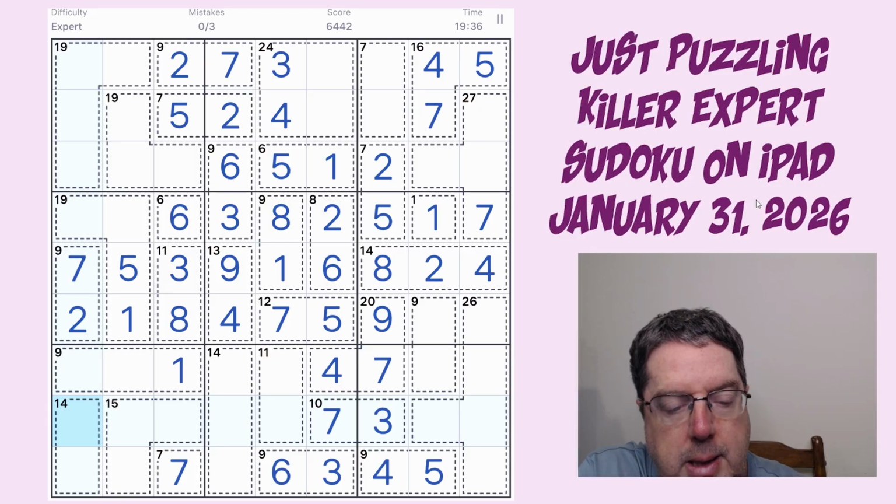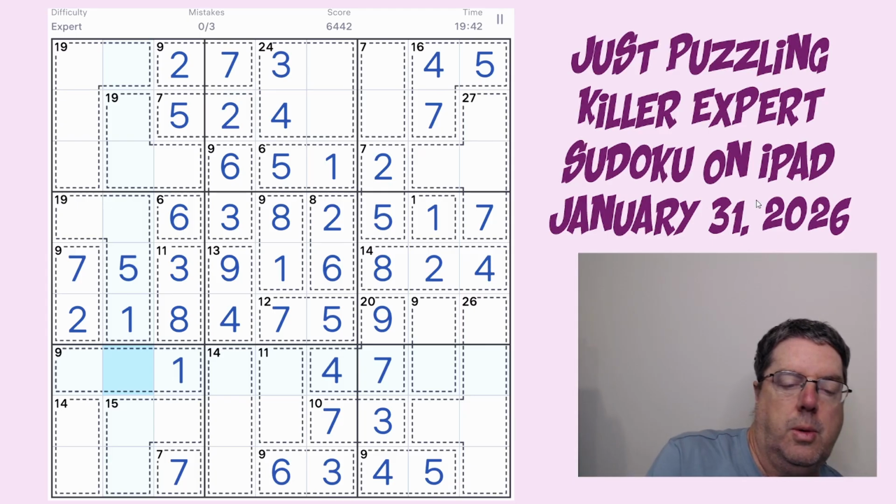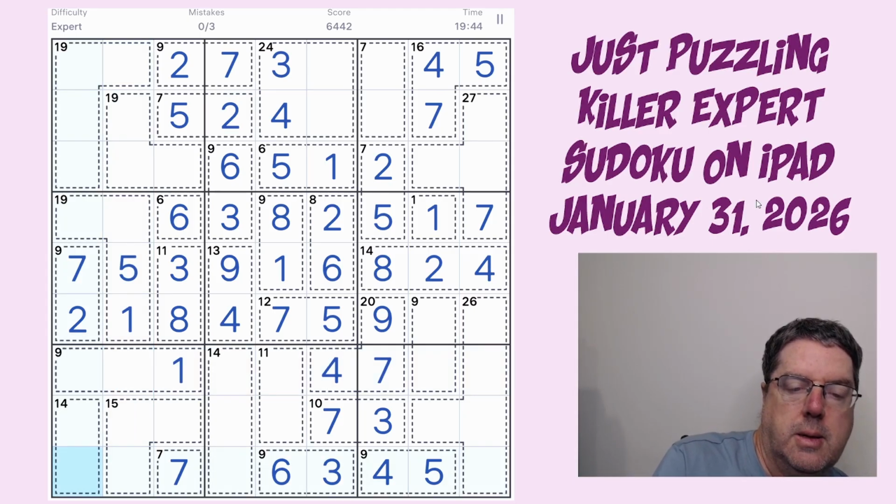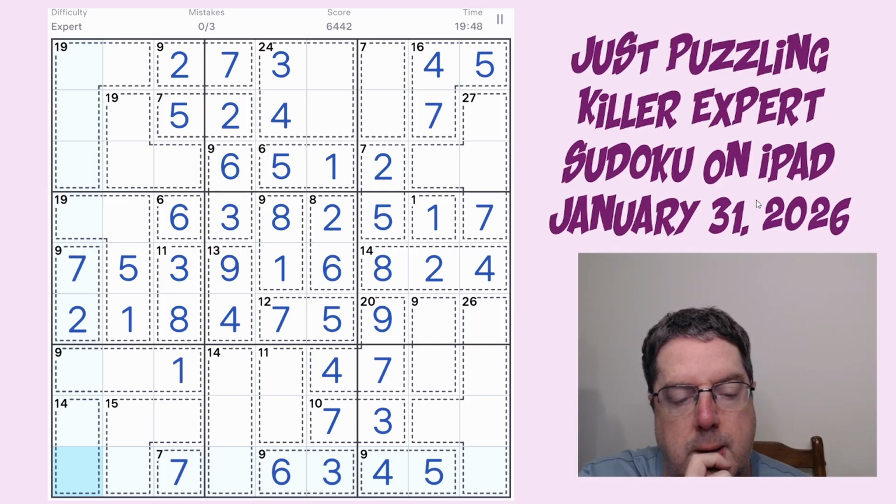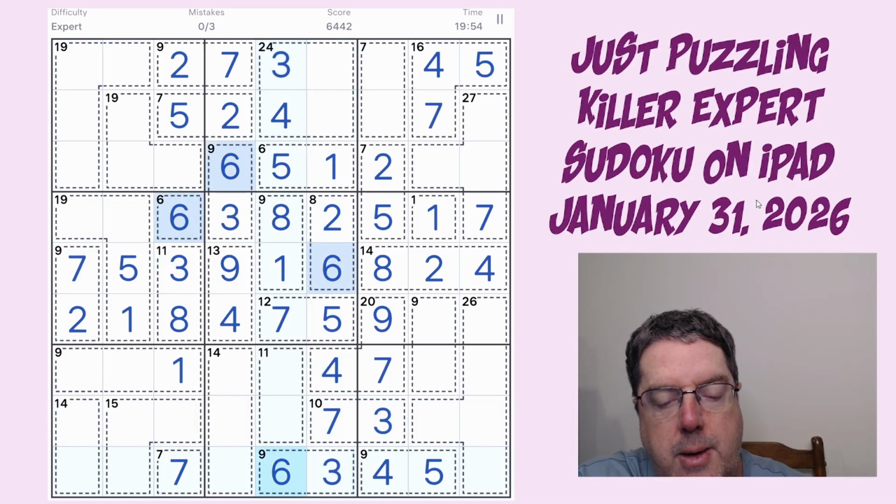yep. So this is 8 and 9 here. 8 or 9 is here. 5's there. 3 can't be here. 3 can't be here. So this is going to be 3 and 5. 5 can't be here, so that's a 5, leaving this to be a 3.